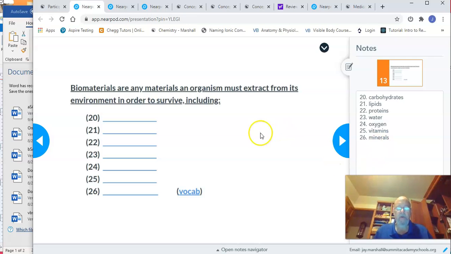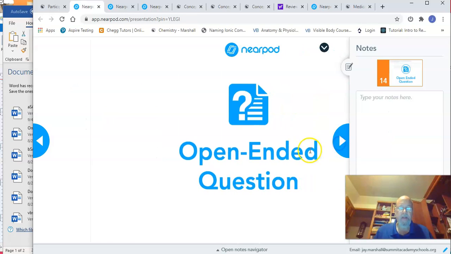It doesn't matter what order we put these in, but this is also a vocab word. Biomaterials are any material that we need to extract from the environment. You'll notice that three of these are our main macromolecules, and then water and oxygen are things that make sense, and vitamins and minerals are things that make sense as well. So these are the things that go in your list. Go ahead and go to the next slide.